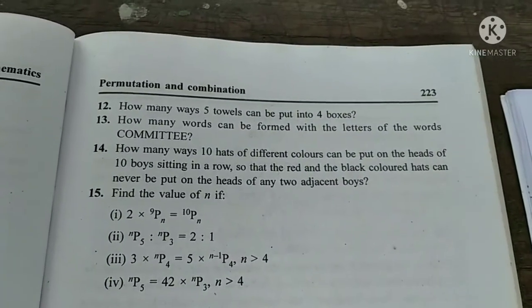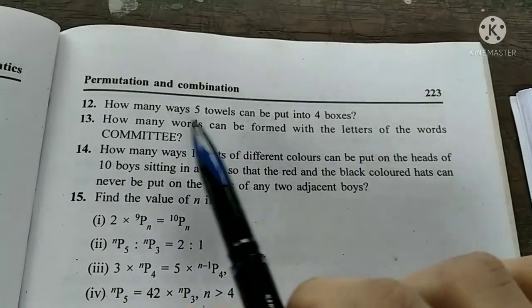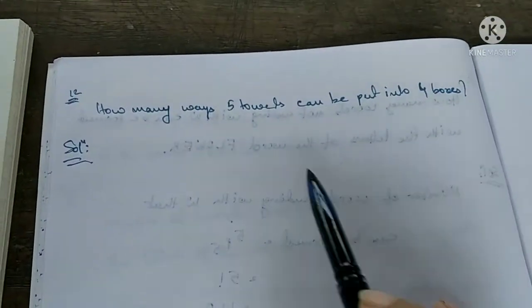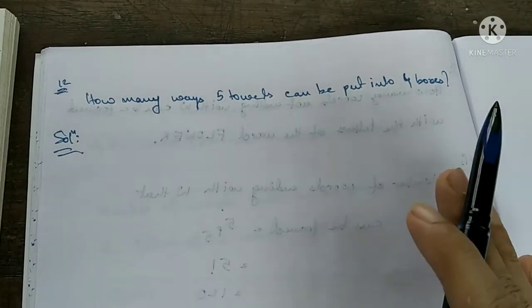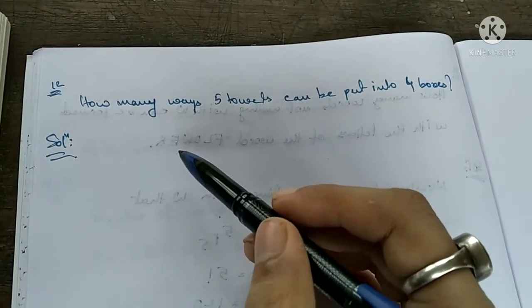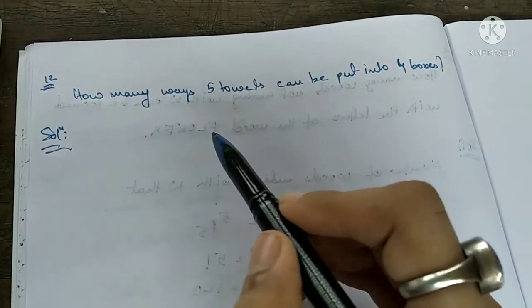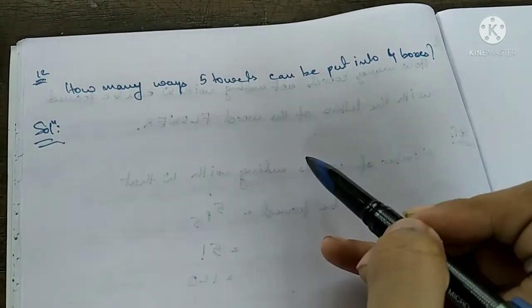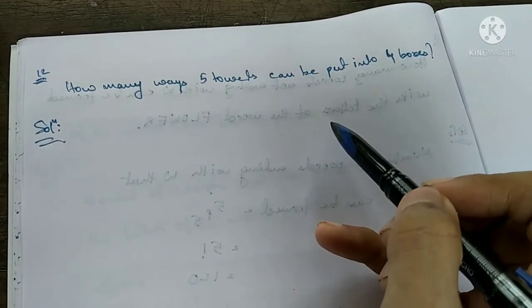Now you see question number 12. How many ways can 5 towels be put in 4 boxes? Okay. So here you see there are 5 towels and 4 boxes. Now, one towel, in how many ways can I arrange it in these 4 boxes? One towel I can put in the first box or the second box or the third box or the fourth box. So one towel can be arranged in 4 ways.